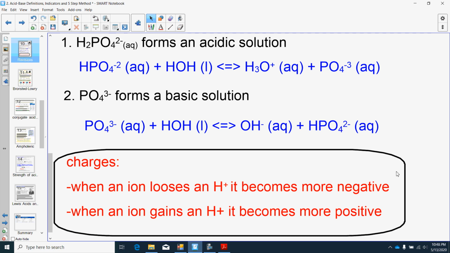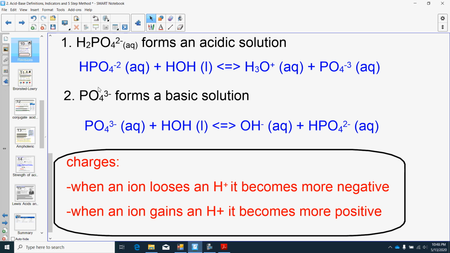So I just wanted to point out, and this is a really good thing to remember when you're trying to decide what the new charge is going to be. This is generally the rule. When an ion loses an H, it becomes more negative. And when an ion gains an H, it becomes more positive. So here we were at 3-, it gained an H, so we moved closer to neutral, closer to being more positive, and so it's a 2-.